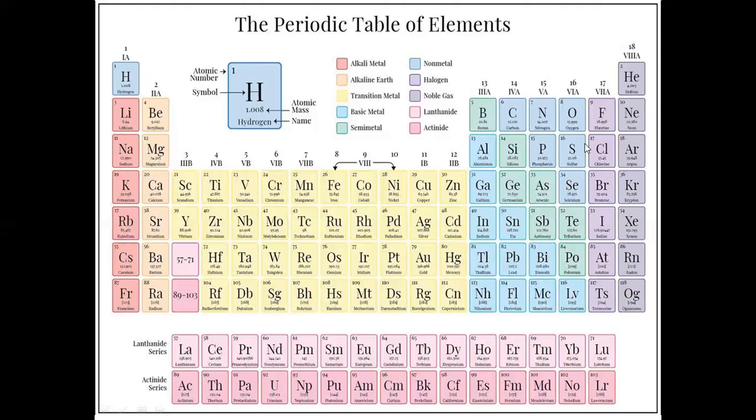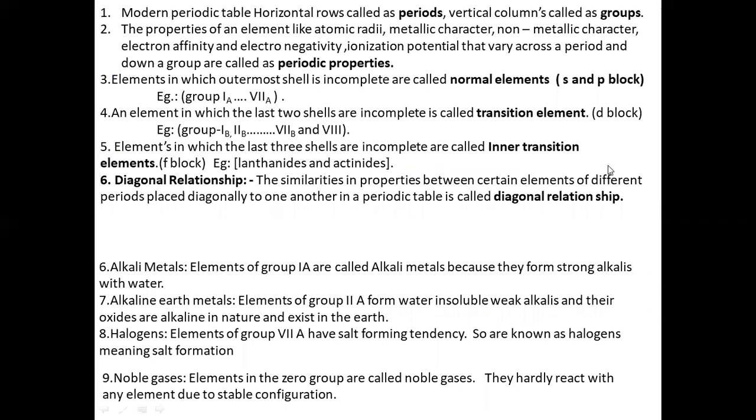Now, we had to learn some basic things about all of them. Before that, let us see what we have learned till now. In the modern periodic table, horizontal rows are called periods and vertical columns are called groups. You know it.